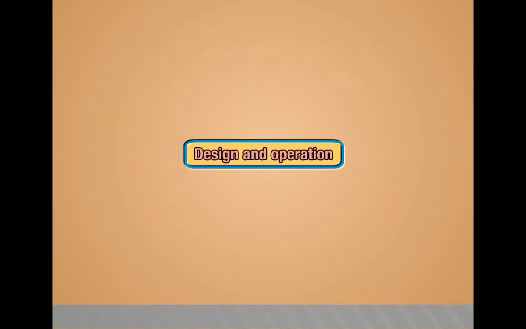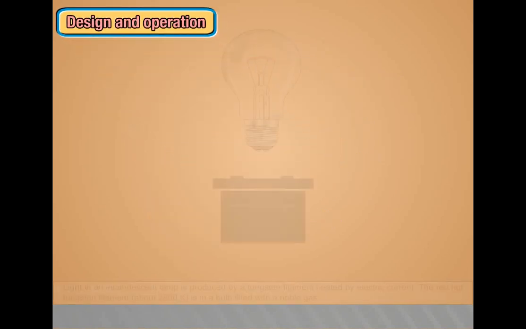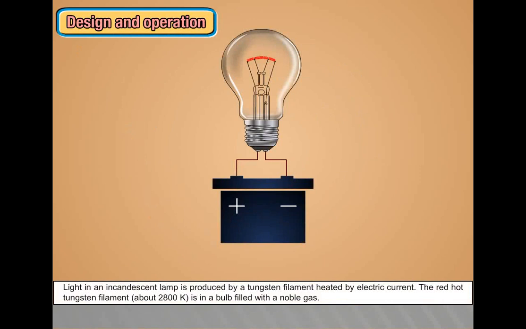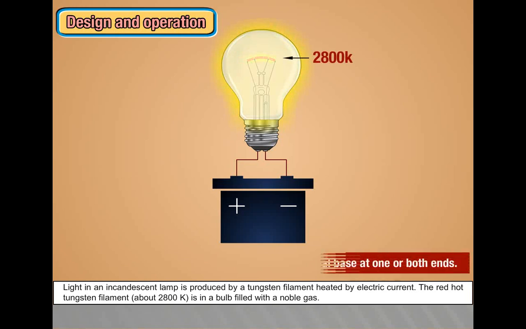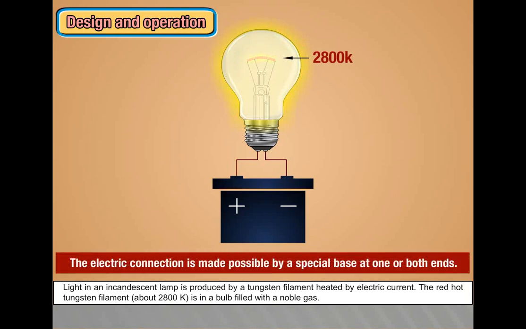Design and operation. Light in an incandescent lamp is produced by a tungsten filament heated by electric current. The red-hot tungsten filament, about 2800 Kelvin, is in a bulb filled with a noble gas. The electric connection is made possible by a special base at one or both ends.